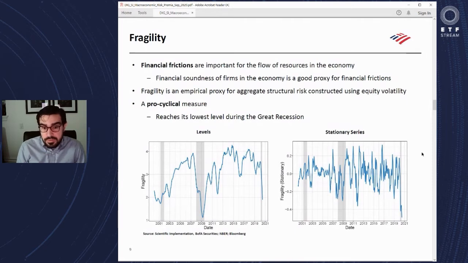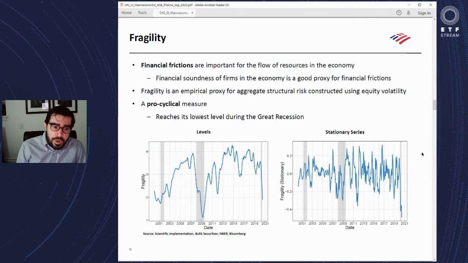Luckily for us, advances in macrofinance help us construct measures that do have a more timely component, meaning we can use information that's coming from the markets to construct a measure of fragility, and that measure of fragility is always available even at a daily frequency.